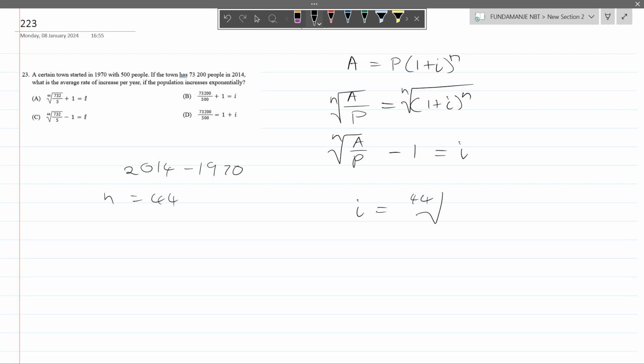So we say 44. A, which is the final amount, is 73,200 over the initial population, which is 500, minus 1. Then, of course, the 0 and the 0, and this 0 and that 0 cancel, leaving us with the 44th root of 732 over 5 minus 1. And we can see here the 44th root of 732 over 5 minus 1. Our answer is C.